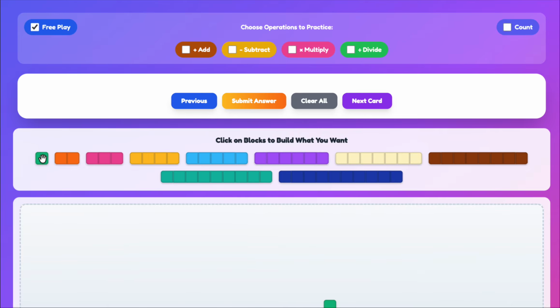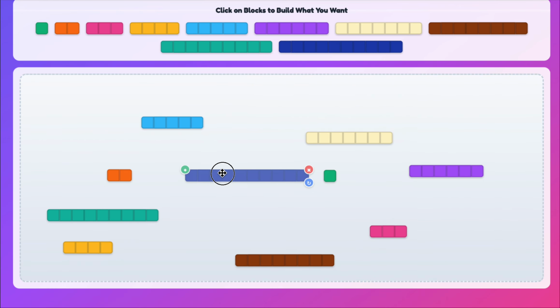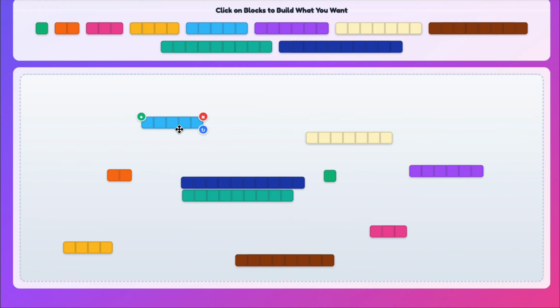So what I'm going to do is put one of each of the blocks on here. And you'll notice that sometimes they land outside, but when you click on them, they'll come back in, and you can't go outside this container. So I am going to just build something here. I think like this. Like this.